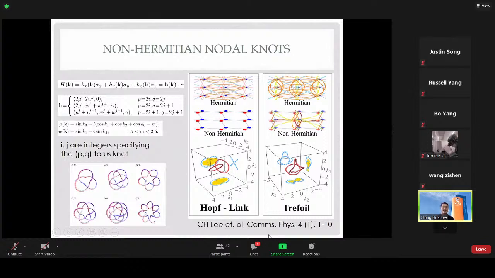So one comment is that if you were to study these models, you find that some of these tight binding models in the non-Hermitian case can be much simpler than in the Hermitian case. And the reason is because when you have non-hermiticity, you have more degrees of freedom in defining your coefficients of the Pauli matrices in the two-band model. And therefore, it's possible to find much simpler coefficients that give rise to the same kind of nodal structure, the same kind of nodal knot or link.